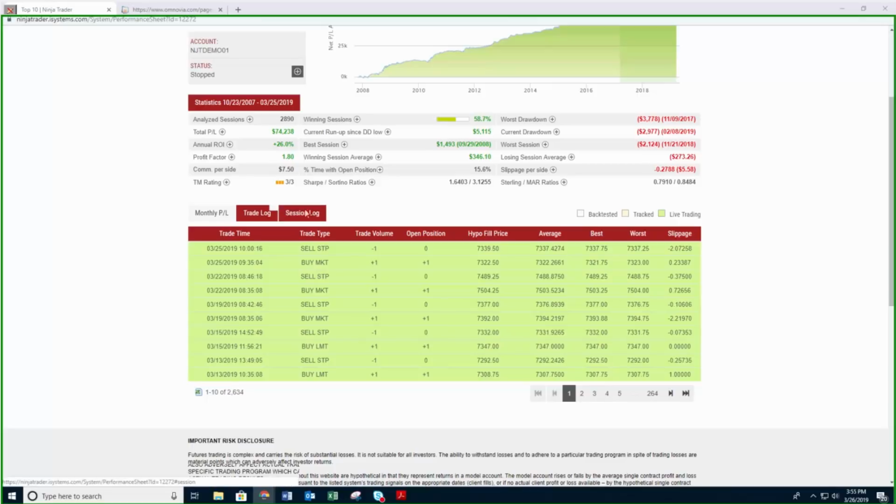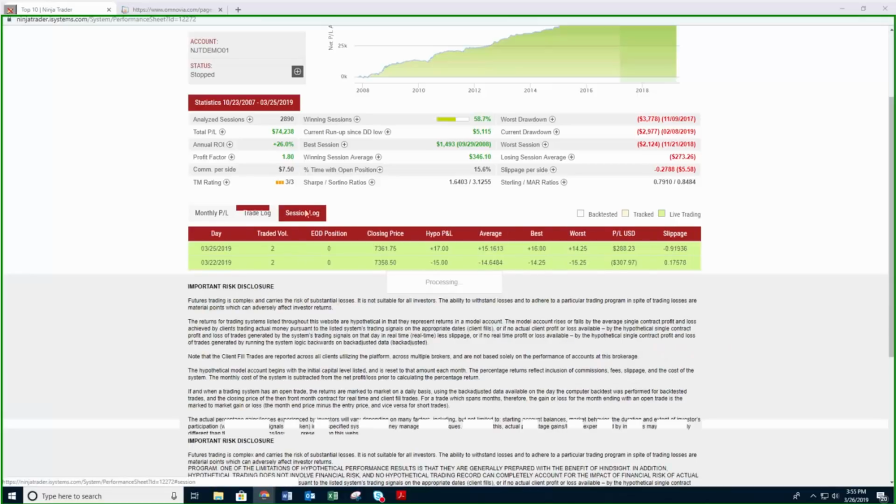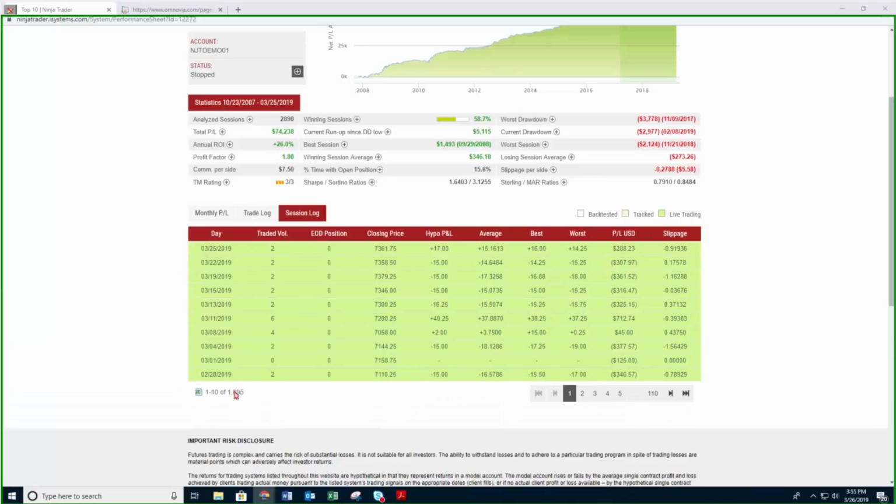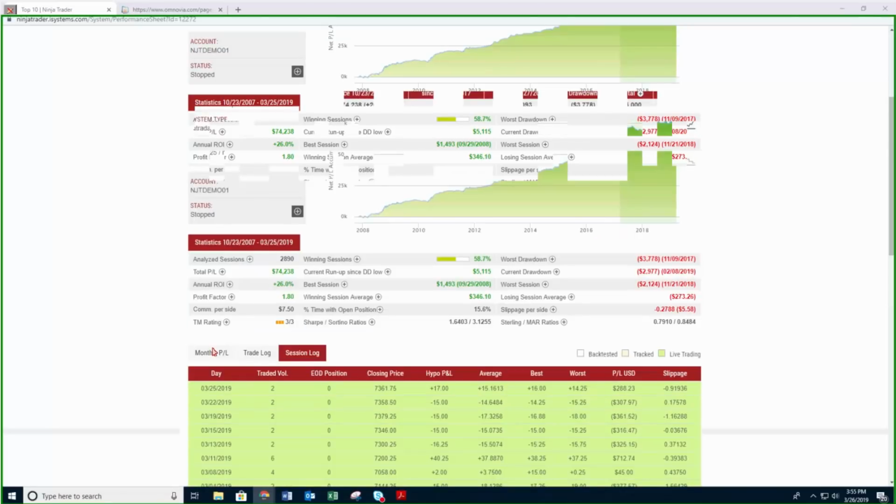The session log then breaks down the sessions. And again, this really means more when you have a swing system, because you can see EOD, end of day, we're never in a position. So here you can break down all the session logs to see how they performed on the specific day, which is important.